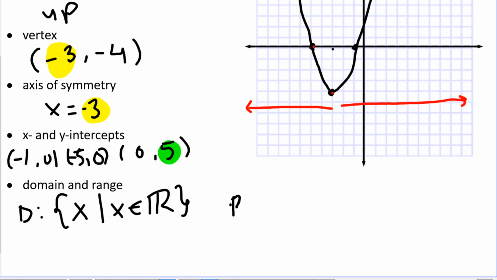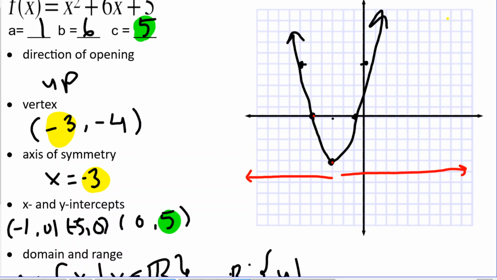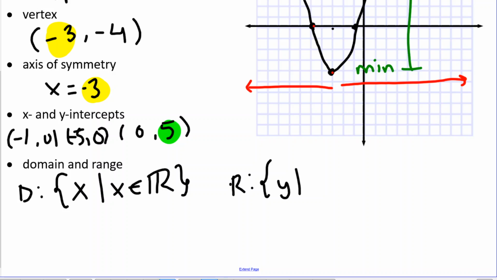The range, we do the same idea, but we say we have y's in this graph, right? Ups and downs, such that. And this time, we have a minimum, right? Every other point on this graph is larger than that lowest point. My graph never goes below that vertex point. So the way we write that is we say that all of the y's in this graph are greater than or equal to negative 4.